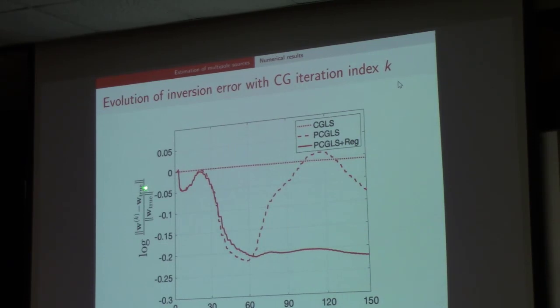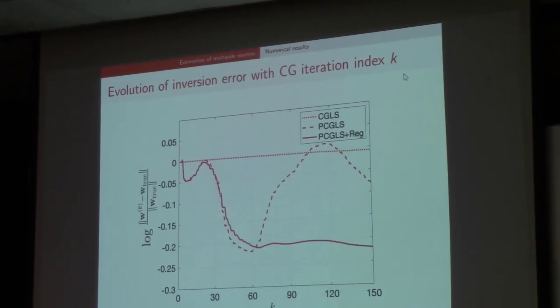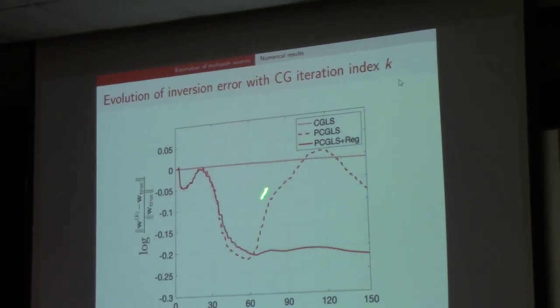So again, without preconditioning, you effectively are stalling out, you're not getting anywhere. With preconditioning, you accelerate. But for this harder problem, oh, actually I know what we're doing here. So here we're plotting the error to the inverse, so the inversion error. This is not the data misfit, this is the inversion error.